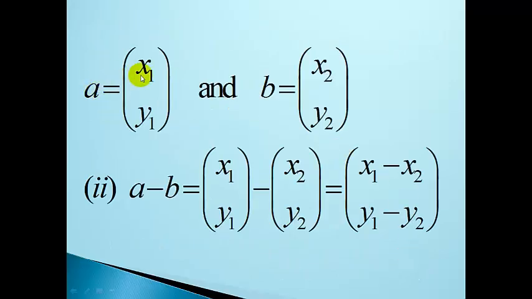Now, given A equals x1, y1 and B equals x2, y2, let's look at how subtraction of vectors goes. A minus B will be equal to x1, y1 minus x2, y2, because A is x1, y1 and B is x2, y2. This is equal to x1 minus x2, y1 minus y2. That is how we subtract vectors.